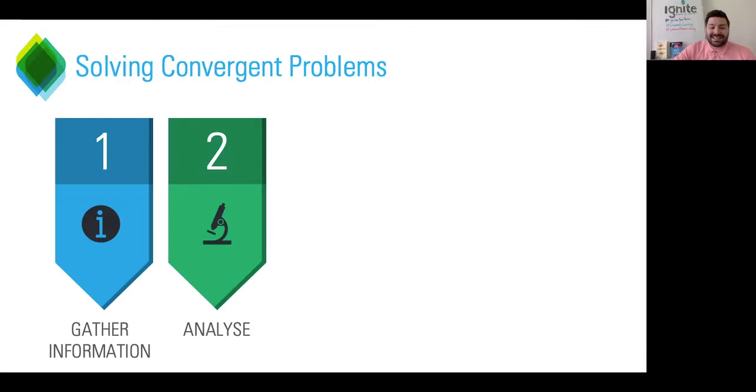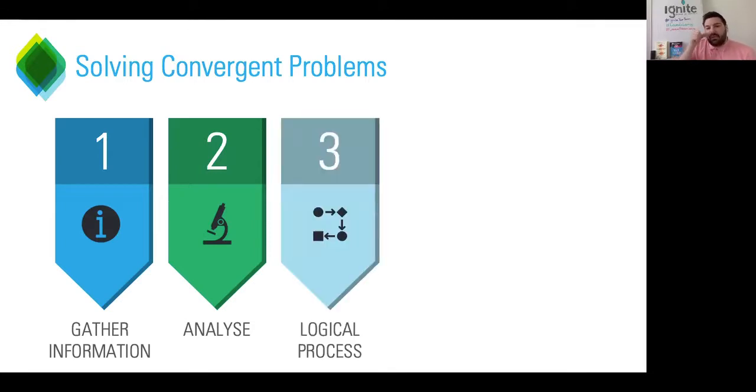Is it relevant to us solving our problem right now? So analysis is a key aspect. Is it relevant? Is it useful? Then what we need to do with that information is create some form of logical process. So how can we use all the information to guide us to that solution?